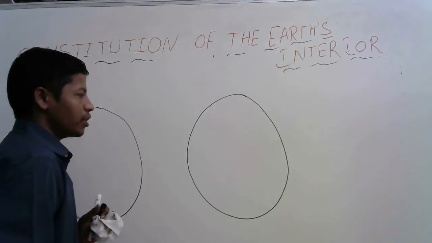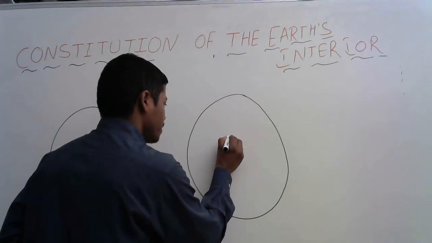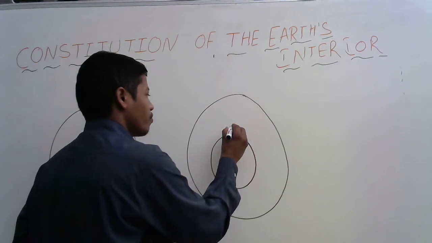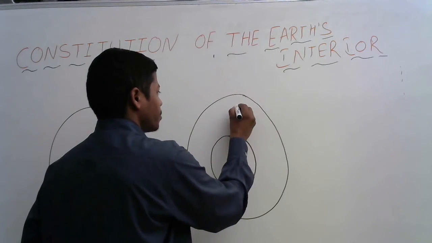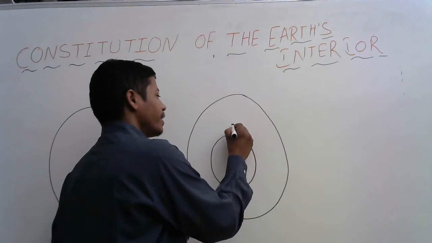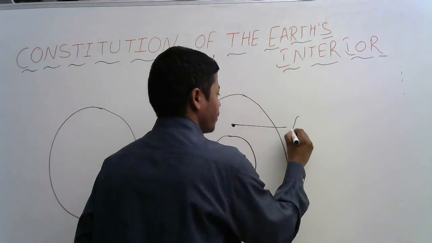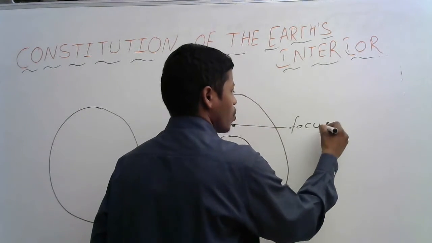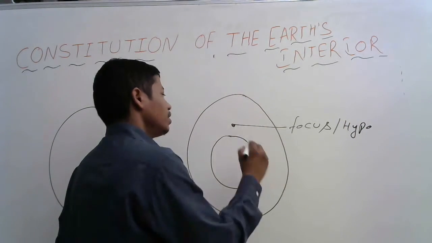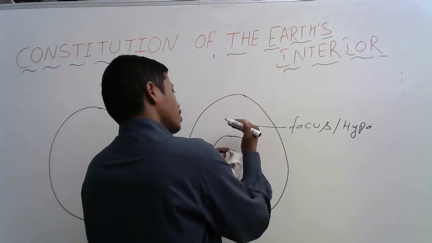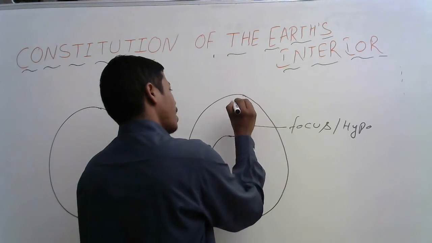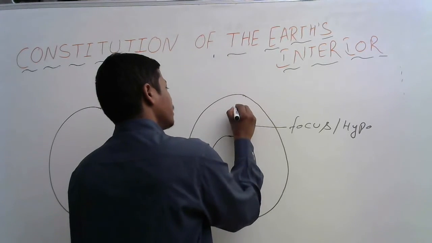Before seismographs, we need the basic understanding of the focus point and hypocenter. The origin of an earthquake is called the focus or hypocenter. The point on the surface exactly above it, along the perpendicular line, is the epicenter.